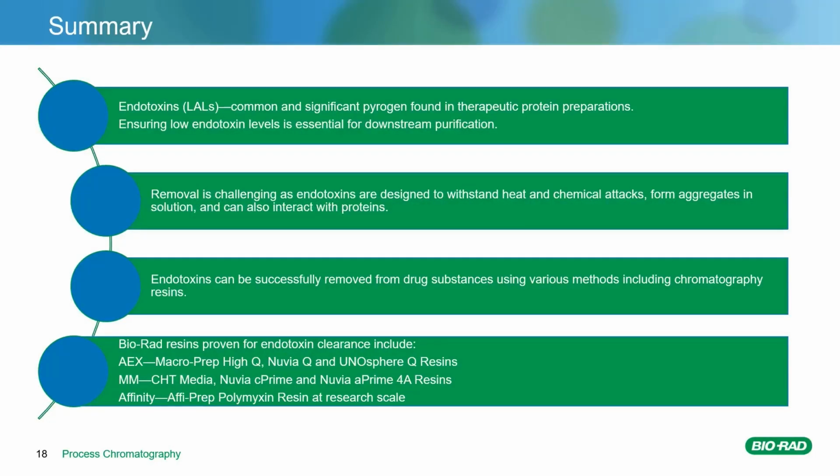For removal of endotoxins from drug substances, anion exchange and multimodal chromatography work well and are scalable. Bio-Rad offers a selection of both that have been shown to reduce endotoxin levels. In this webcast, we examined MacroPrep HiQ for removal of endotoxins from acidic as well as lipophilic proteins. And we also looked at CHT, ceramic hydroxyapatite, for removal of endotoxins from antibodies. Both are cost-effective choices for large-scale bioprocessing. Bio-Rad also carries AffiPrep polymyxin resin that can be used at research scale for endotoxin removal.